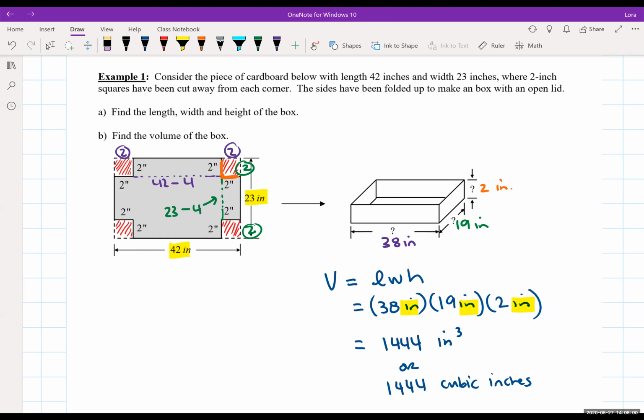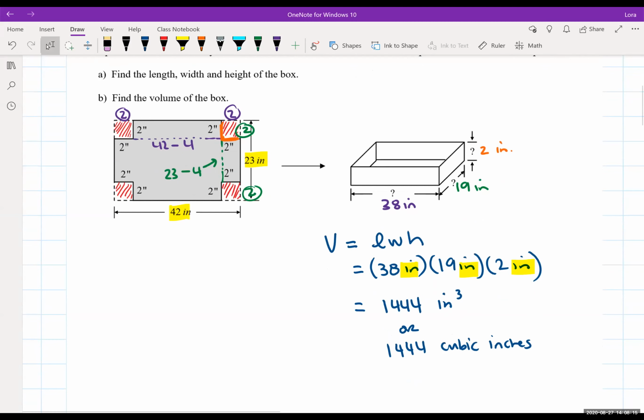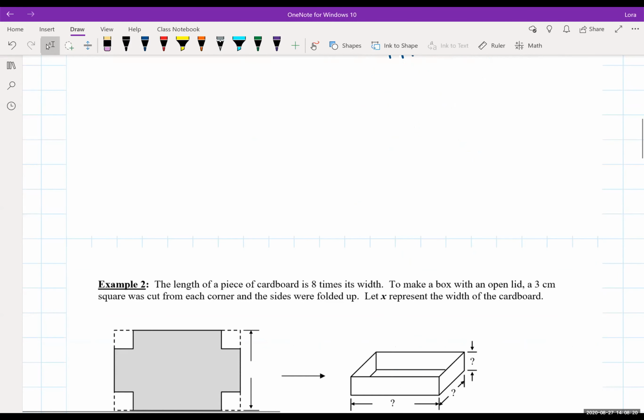If you can train yourself to think back to this problem when you see the next problem, it will help greatly in setting up the volume, because that's most of the battle there. So are you ready? I thought so. We're going to move on.